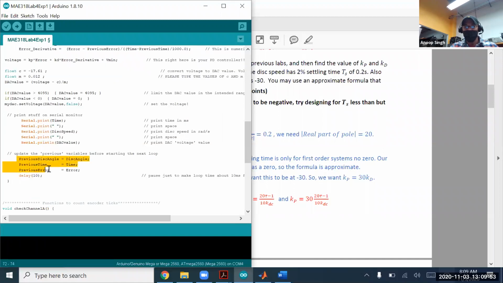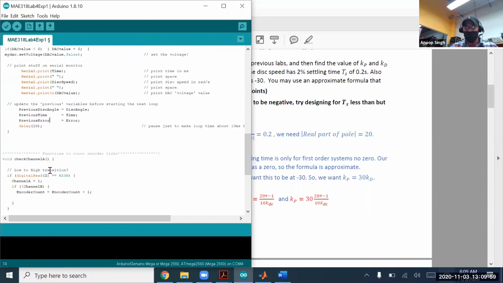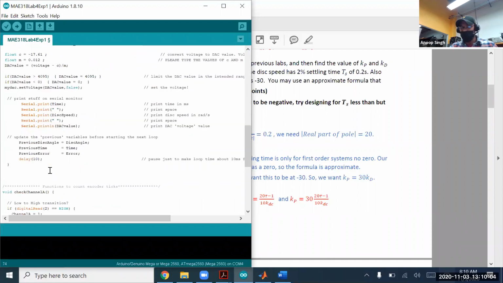And this is where we reset all the previous variables: previous disk angle, previous time, and the previous error, which is a newly defined variable, then used to be in the proportional controller code. Okay, this is our code. I am ready to upload this.